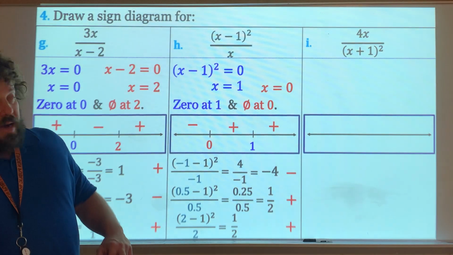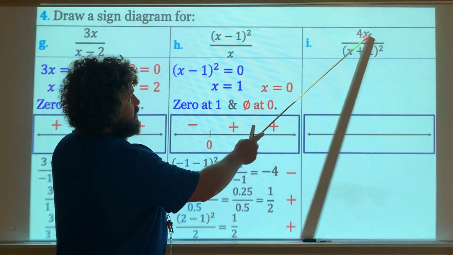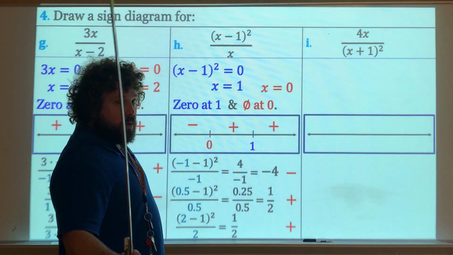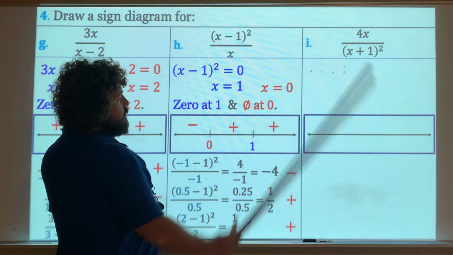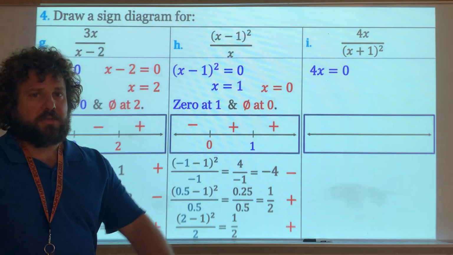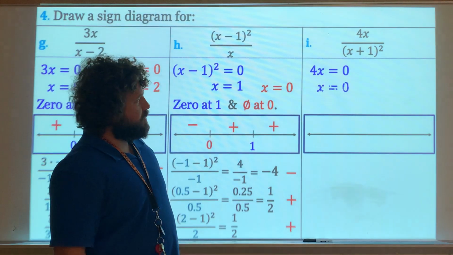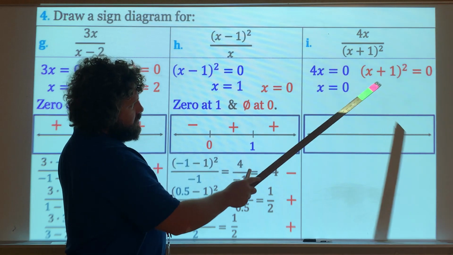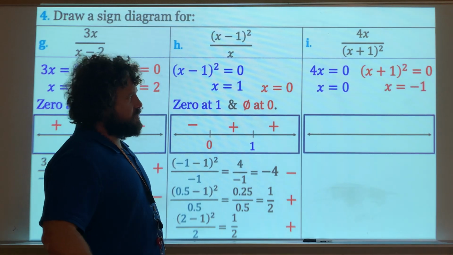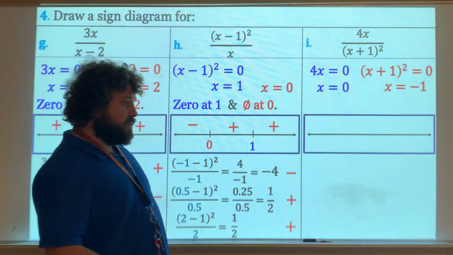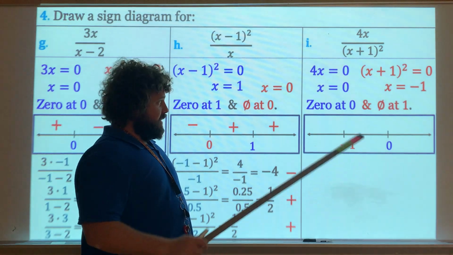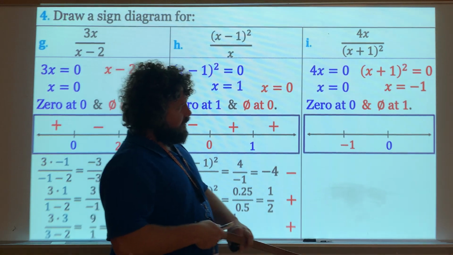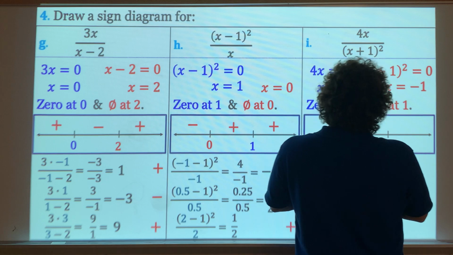Whew. I. Look at this. You are glad you're done, right? Okay, here comes I. 4x equals 0. x equals, divide by 4, 0. x plus 1 squared equals 0. x plus 1 equals 0. Subtract 1 from both sides, and x equals negative 1. You have a 0 at 0, and you have an undefined at negative 1.